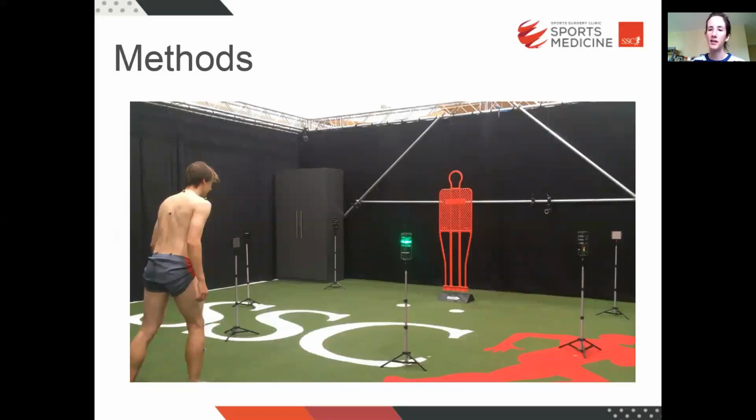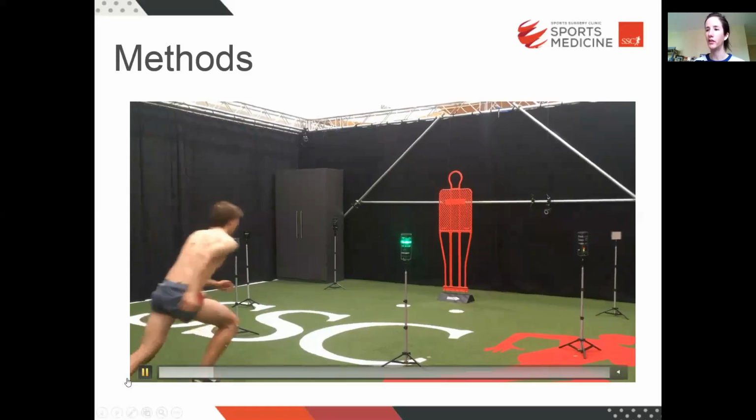So the participants did a standardized warm-up of jogging, squats and jumps, and then they did some single and double leg jump tasks as part of clinical testing and another research study. Then they performed the change of direction task. So this is the task here.